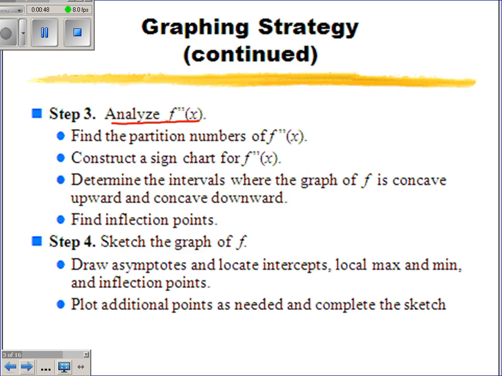Remember, positive meant that it's concave upward, negative is concave downward, and get points of inflection, which is where it's changing concavity. Then we're going to sketch the graph. We'll put the asymptotes, the intercepts, maximums, minimums, and points of inflection on the graph and then sketch it.